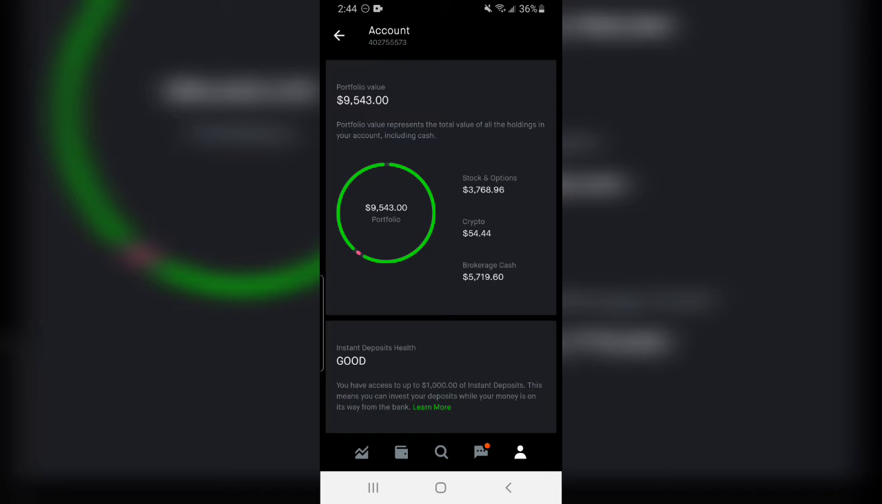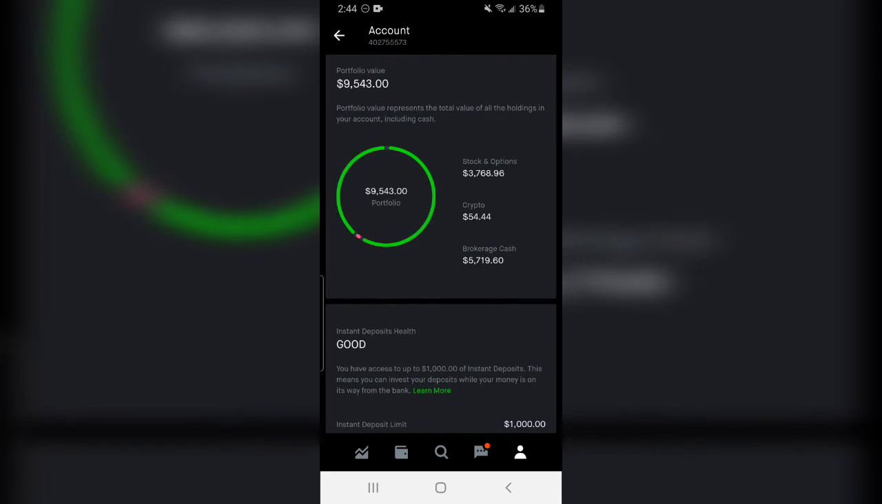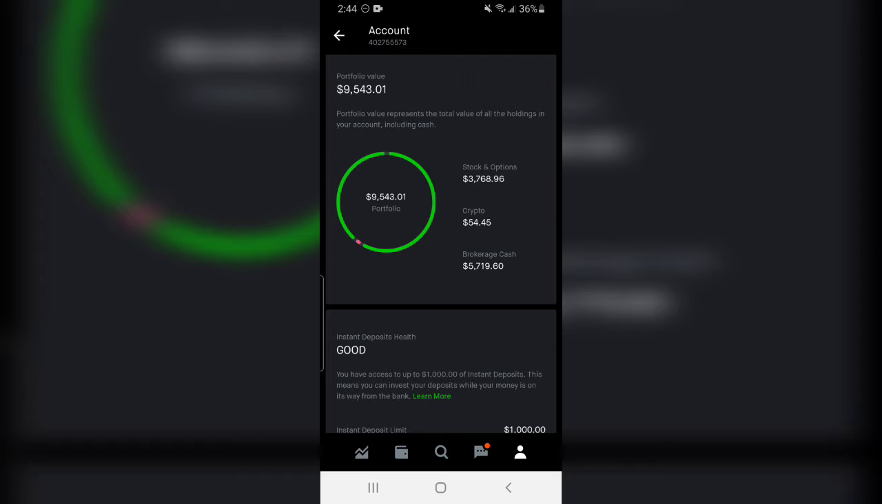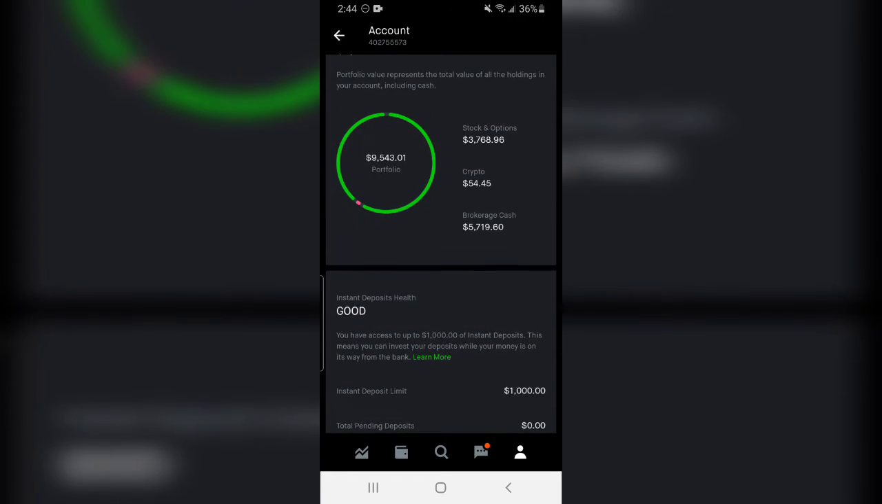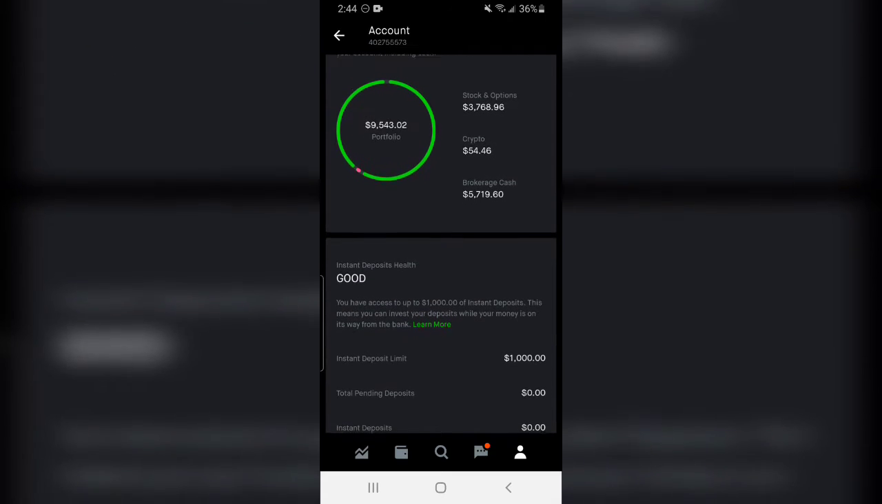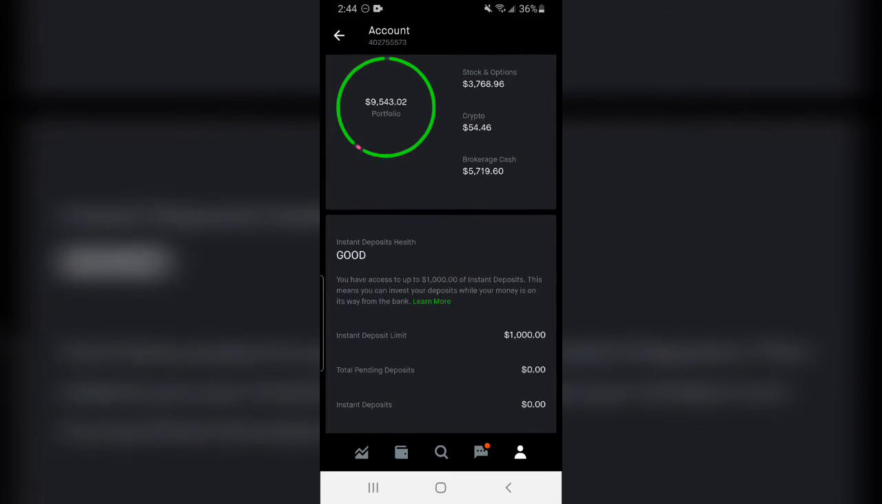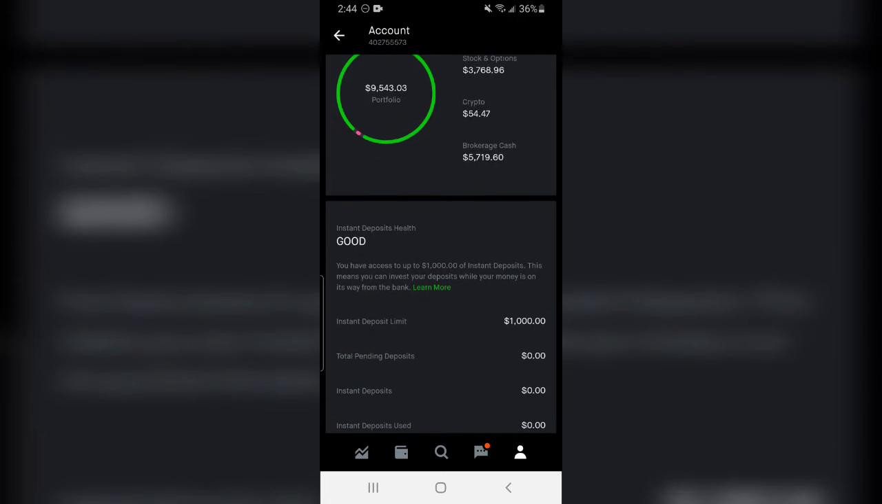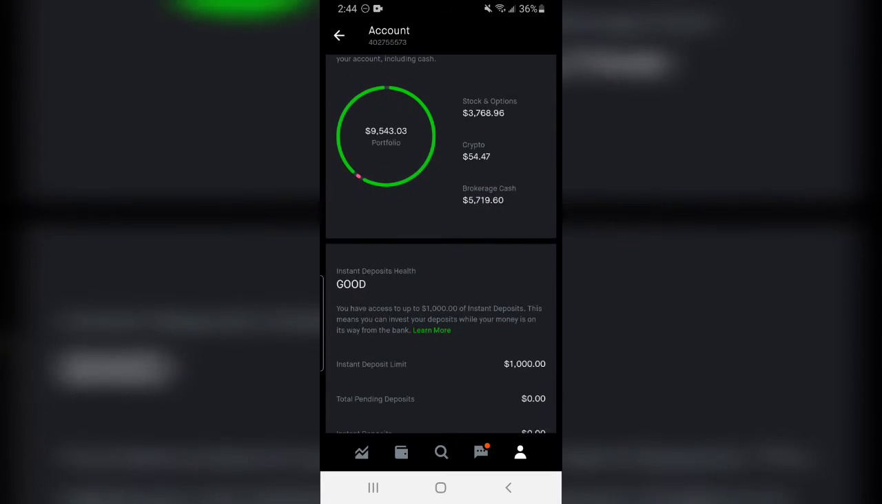Once you go into the Robinhood app, you'll see this. Right here, this is your portfolio. My portfolio is currently valued at $9,543. $3,700 of that is inside of stocks and options, $54 is inside of crypto, and $5,700 is just plain cash.